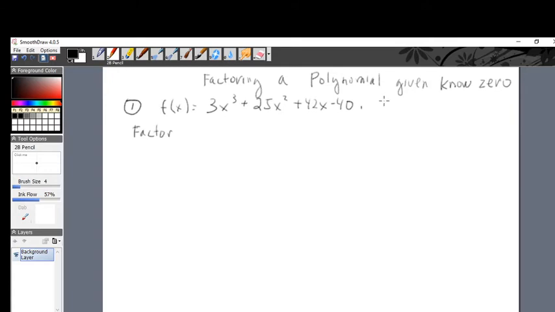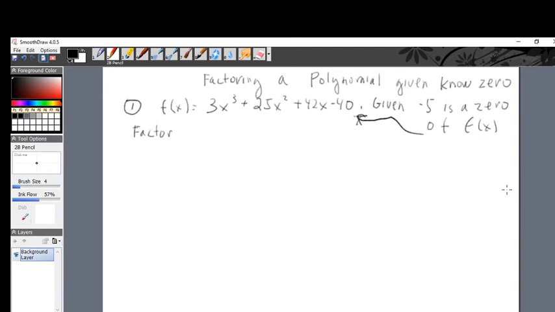However, they give us a clue, and I didn't write that down yet. I avoided it on purpose. But they give us a clue that negative 5 is a zero of f of x, meaning of this polynomial. So we have a clue. Negative 5 is a zero of f of x.